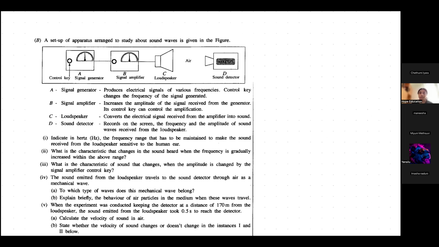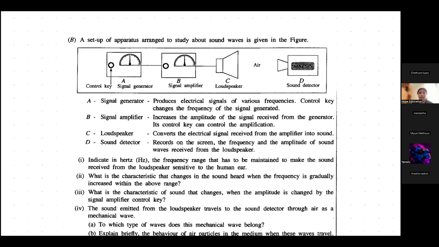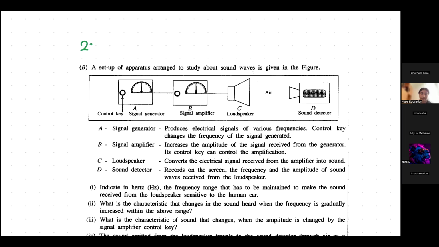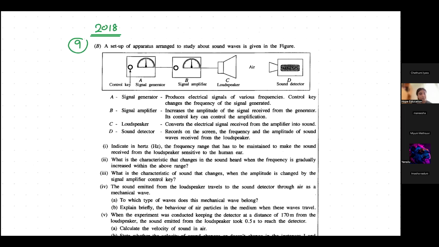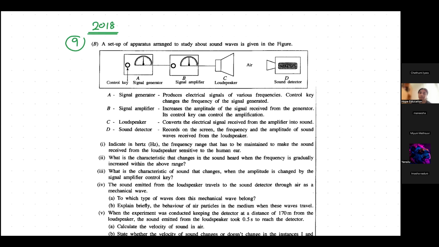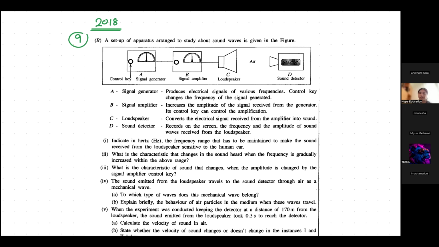Okay, let's do the B part. Not the A part, let's focus on the B part. This is the 9th question from 2018. We will do the A part, but first we'll do the B part because we just finished electromagnetism. Try this. It has a bit about sound and a bit about electromagnetism. Let's do this part. I'm timing this because we're doing only a part of the question, but do it quickly. Make it fast.